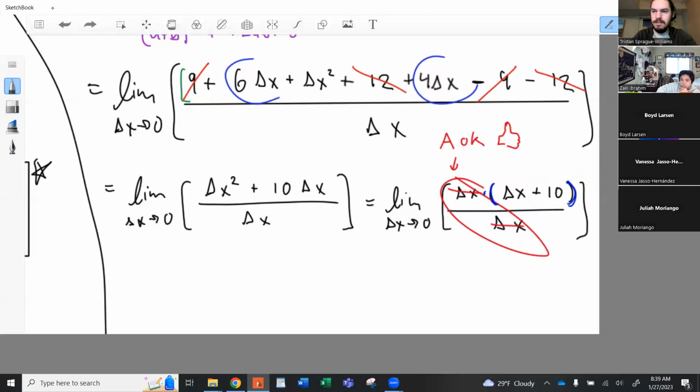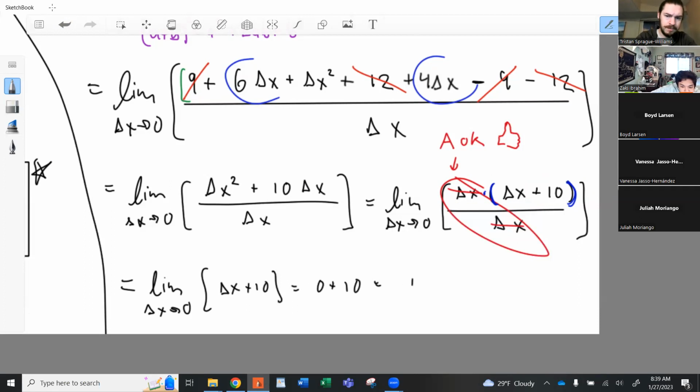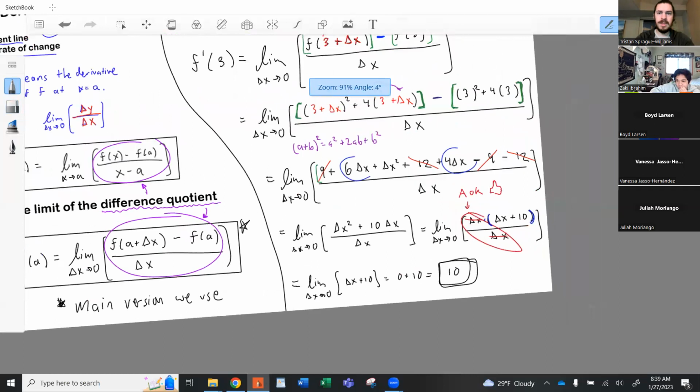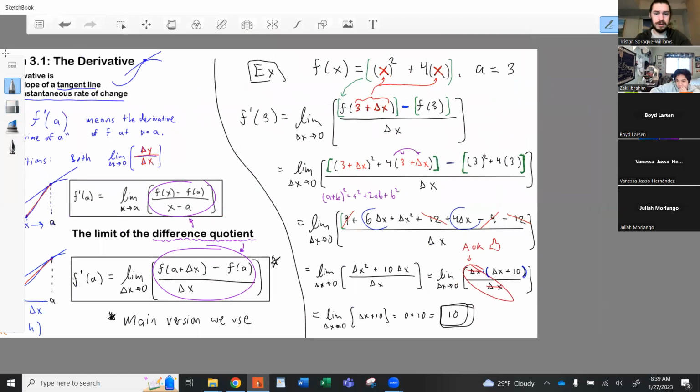Yeah, okay. So I just felt the need to do that review. So now we have the limit as delta x goes to 0 of delta x plus 10. And this is just going to be 0 plus 10, which is 10. That's our final answer there. It's 10. Now let's double check. How can we double check? How can we check to see if our answer here is correct?